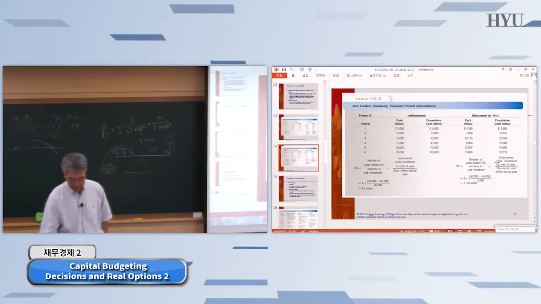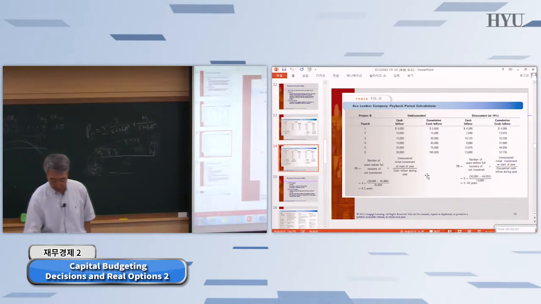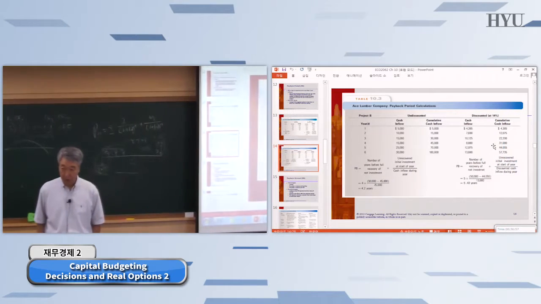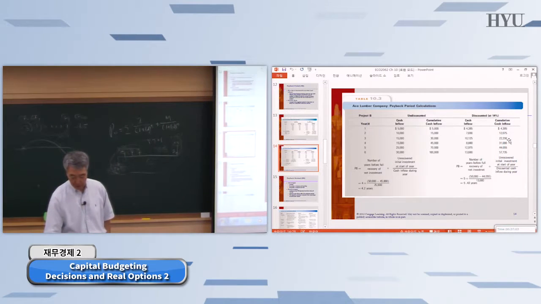All right. What about project B? Forget about undiscounted, right? How about discounted, when you discount the cash flows at 14%? These are the cumulative cash inflow. So 1 year, 2 year, 3, 4, 5, yeah. Before you reach 6 year, you will recover $50,000, right?